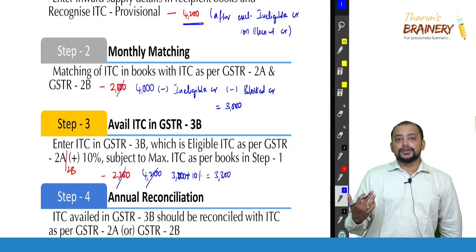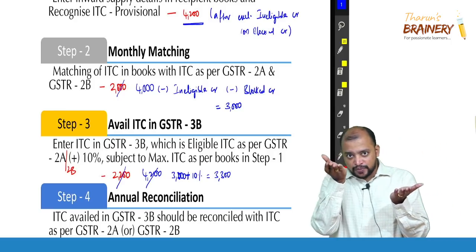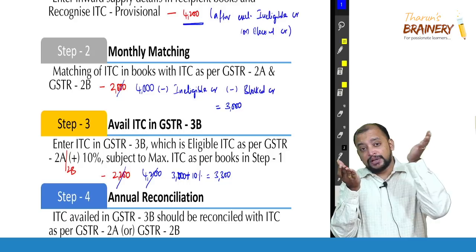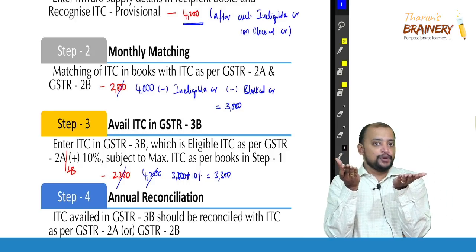So this is what you need to understand here. First we need to compare ITC as per books with 2A, 2B. But 2A, 2B after excluding ineligible credit and blocked credit, because in books definitely we will not take ineligible credit and blocked credit.